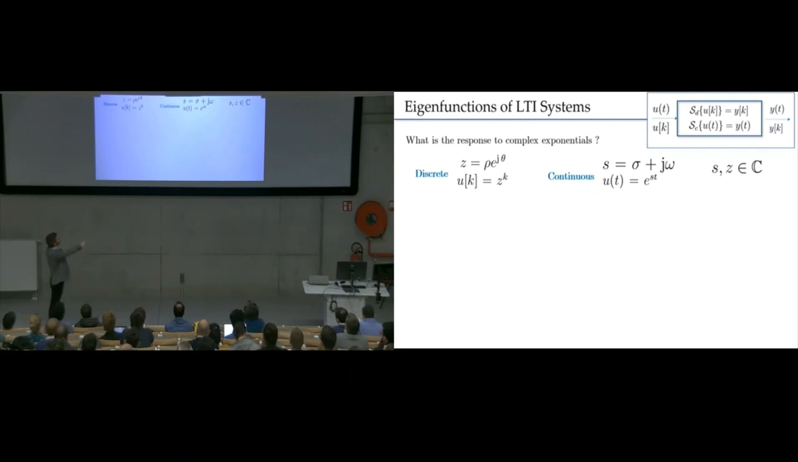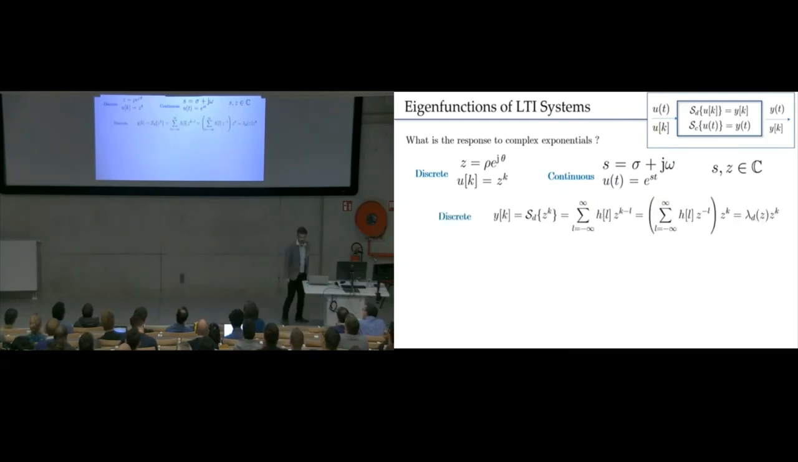So in this case, if sigma is zero, then this is just a Fourier mode. It's just a harmonic. And to have a harmonic here, I need rho to be one. Here, if sigma is positive, this thing will explode. And here, if rho is bigger than one, this thing will explode. And vice versa, it will decay.